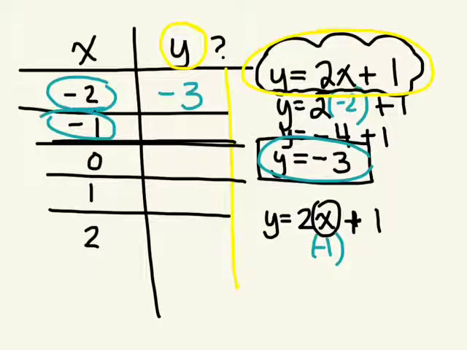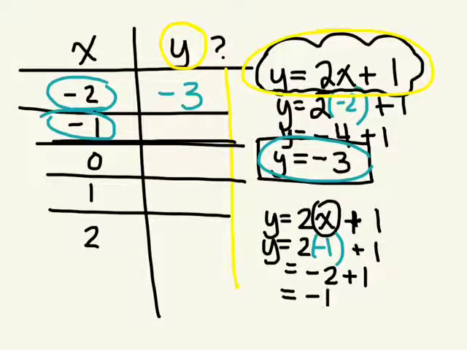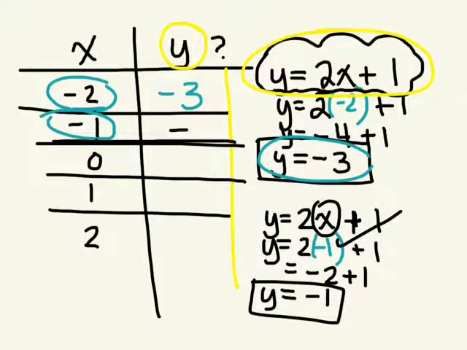So rewrite the whole equation. Y equals 2 times negative 1 plus 1, and then just solve it. 2 times negative 1 will be negative 2. Plus 1 is negative 1. So therefore, if x is negative 1, because that's what I plugged in, y is negative 1 as well.